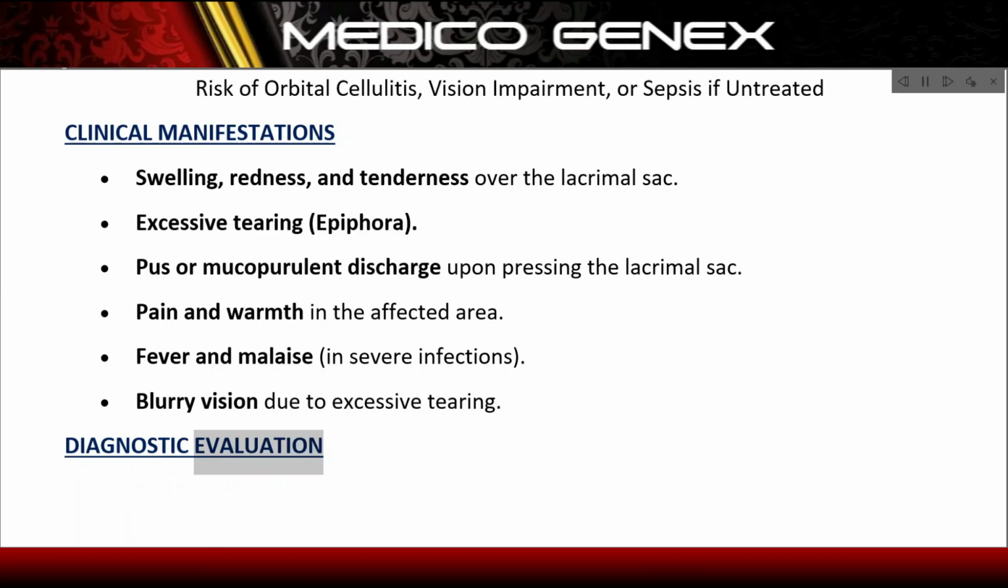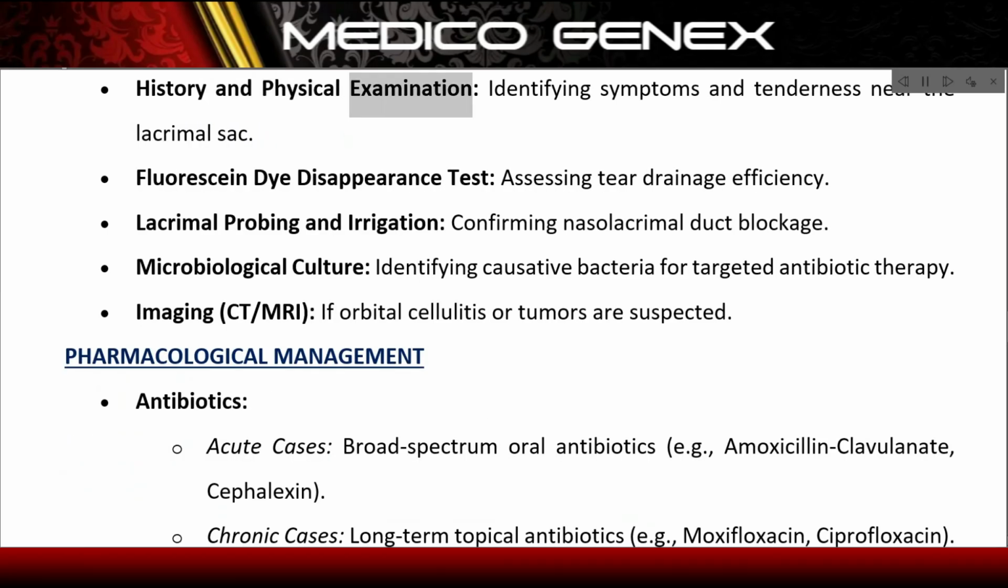Diagnostic evaluation. History and physical examination, identifying symptoms and tenderness near the lacrimal sac. Fluorescein dye disappearance test, assessing tear drainage efficiency. Lacrimal probing and irrigation, confirming nasolacrimal duct blockage. Microbiological culture, identifying causative bacteria for targeted antibiotic therapy. Imaging, CT/MRI if orbital cellulitis or tumors are suspected.